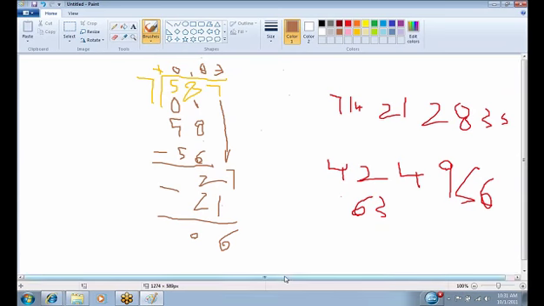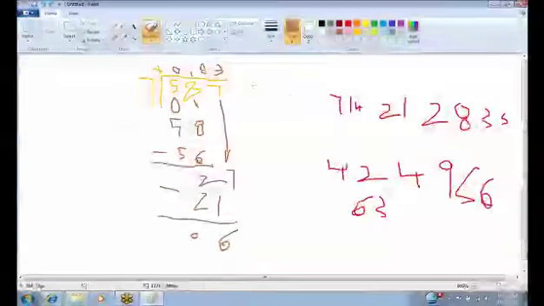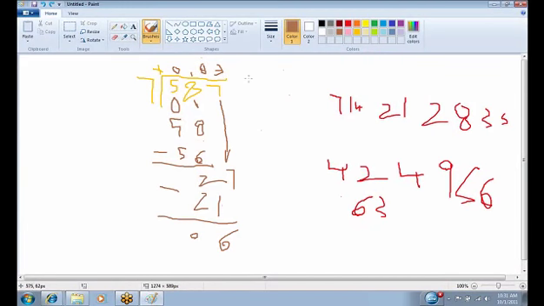And bring down. But look, Josh, there's no more numbers to bring down. You already pulled your 7 down. See, because you already pulled all the numbers down, you're done. Your answer is 83, remainder 6. So up on the top, write R6 for remainder 6. That's how you know you're done, because when there's nothing to bring down anymore, you're all done.